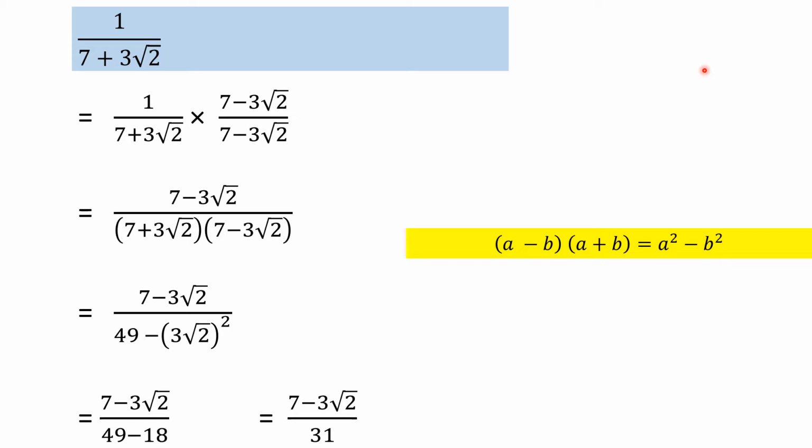So today we'll be continuing with our previous class where we stopped. We have started to learn how to rationalize the denominator, right? So let's see this number. How do we rationalize the denominator here?